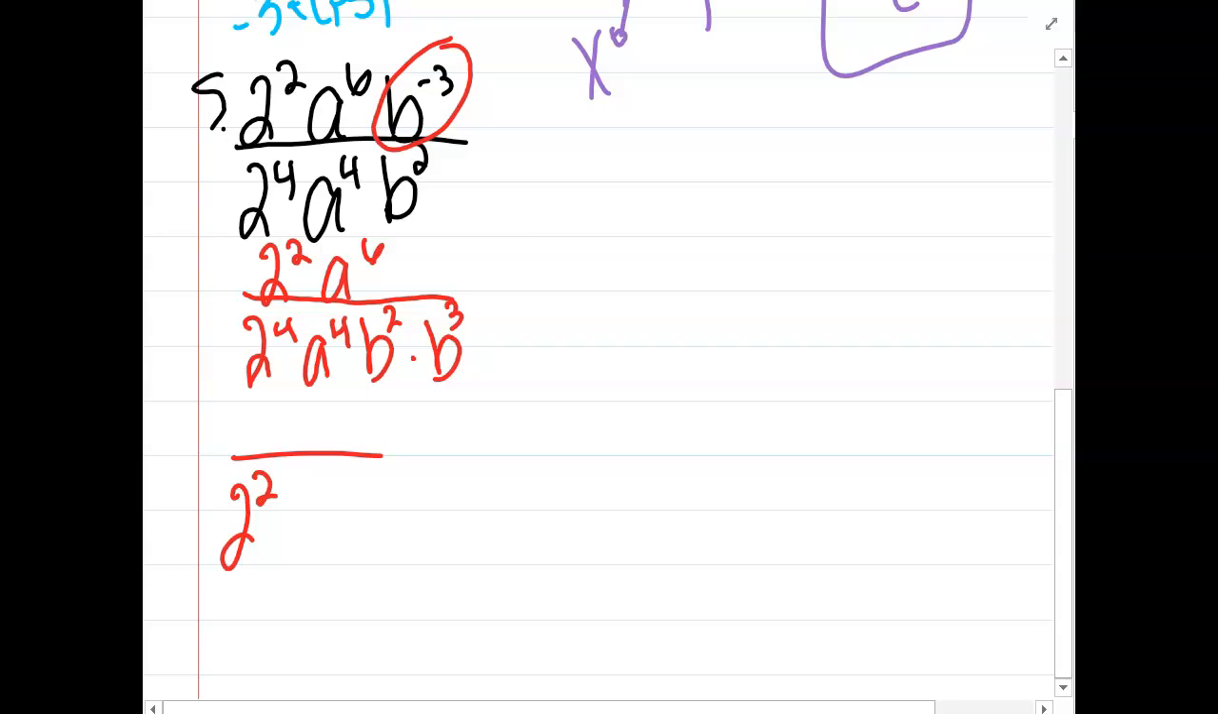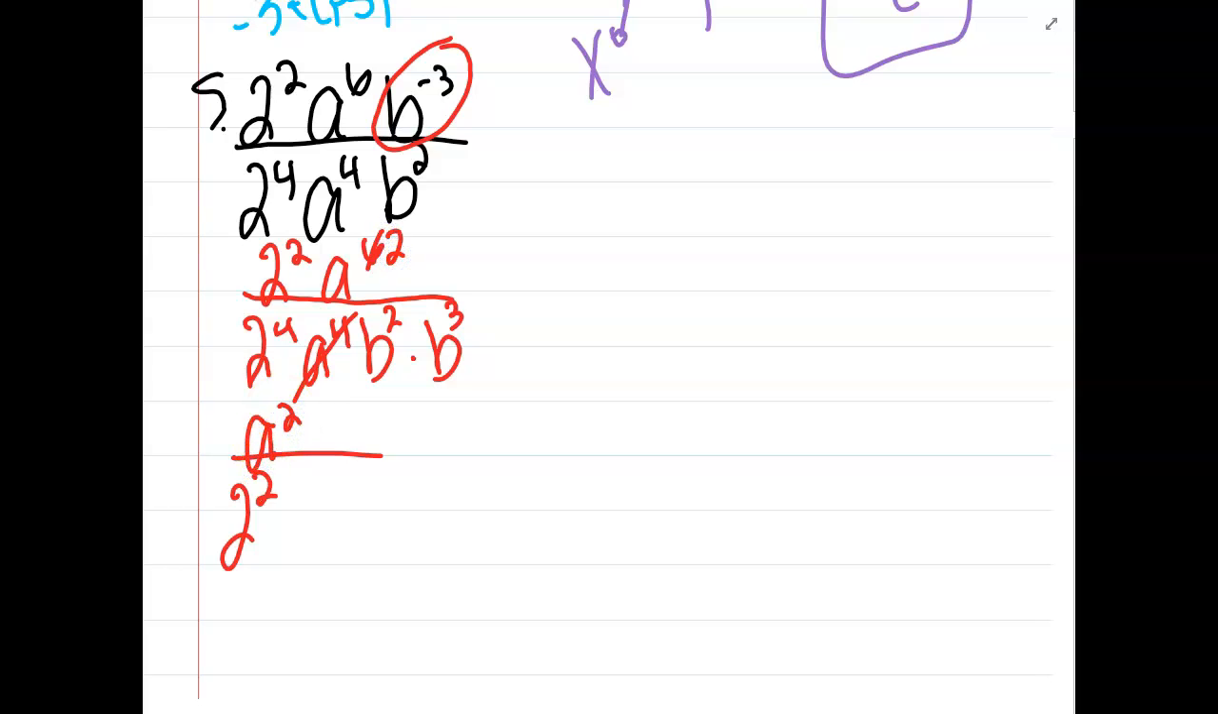Now let's talk about the a's. I have an a to the 6th and an a to the 4th. How many a's are going to cancel out? 4 of them, right? Because you've got 6 and 4. You can only cancel out 4, right? All of these are going to be gone. How many are left in the numerator? 2. Okay. So we've got an a squared in the numerator.